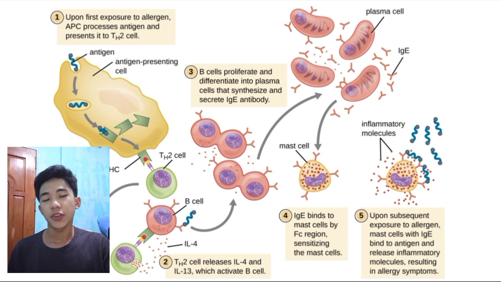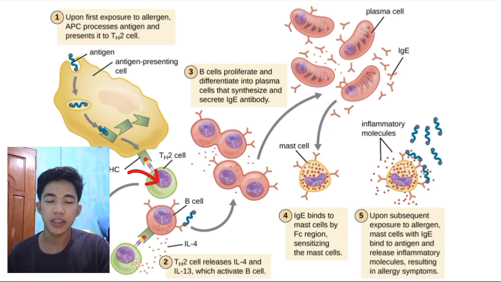So let's dig deeper into the process of type 1 hypersensitivity with this picture. As you can see in the first part, upon first exposure to allergen, the APC processes the antigen and presents it to the Th2 cell. This is the APC, or the antigen presenting cell. It engulfs the antigen, processes it, and then presents it to the Th2 cell. Once the allergen is presented to the Th2 cell, or the T helper 2 cell, the T helper 2 cell will release IL-4 and IL-13, which activate the B cell.